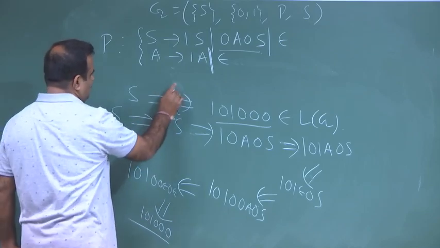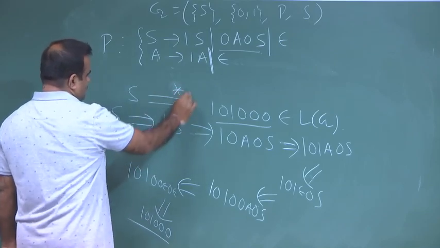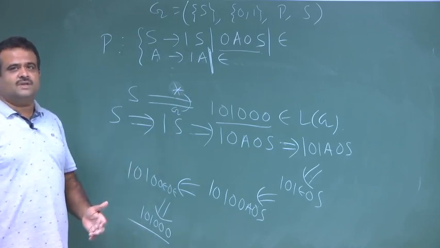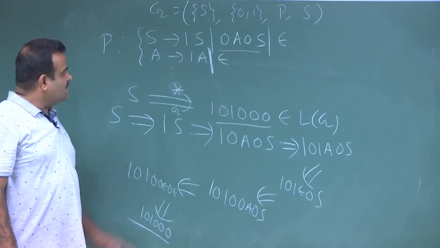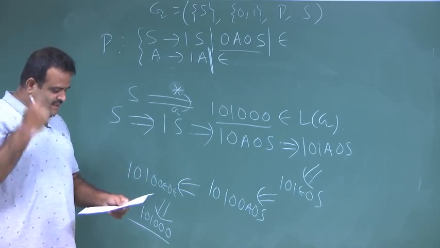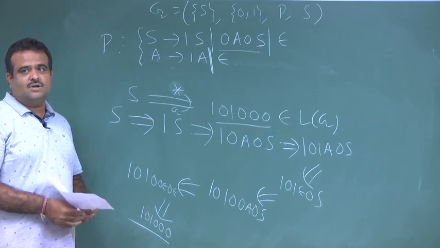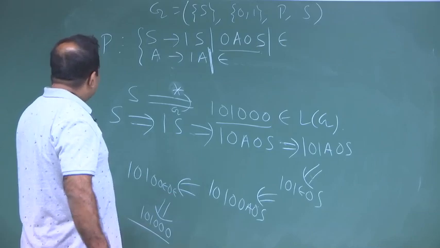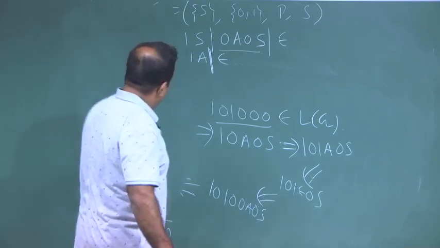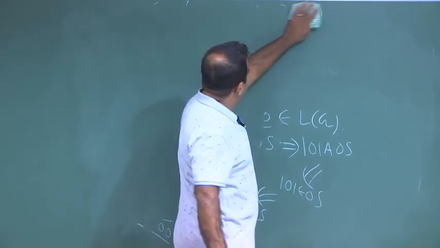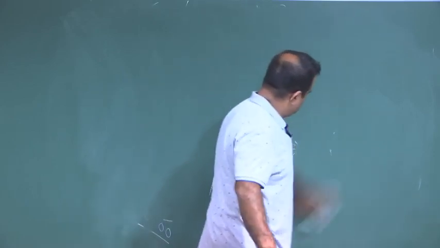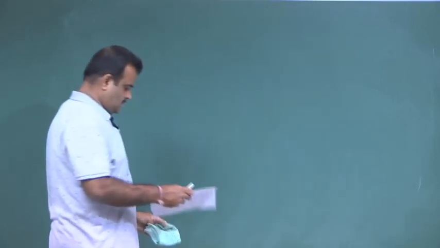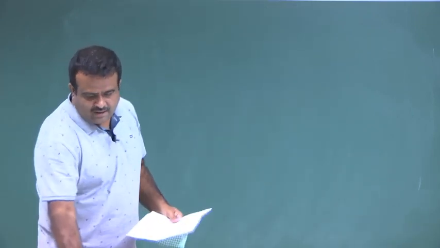So, this is 8 steps, but we can write it with a star, like after a few derivations we can reach that string. So, this is accepted. This way we can verify that any such string with an even number of zeros is accepted by this grammar. Now, we can have another grammar for this.